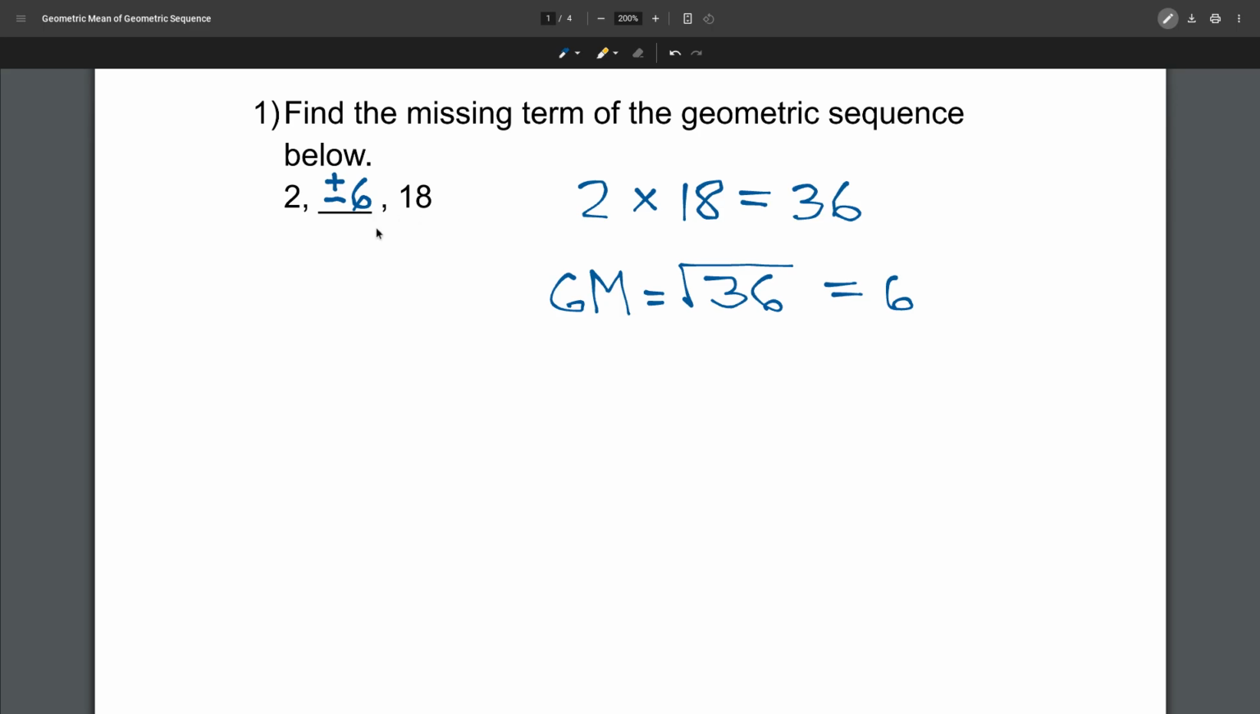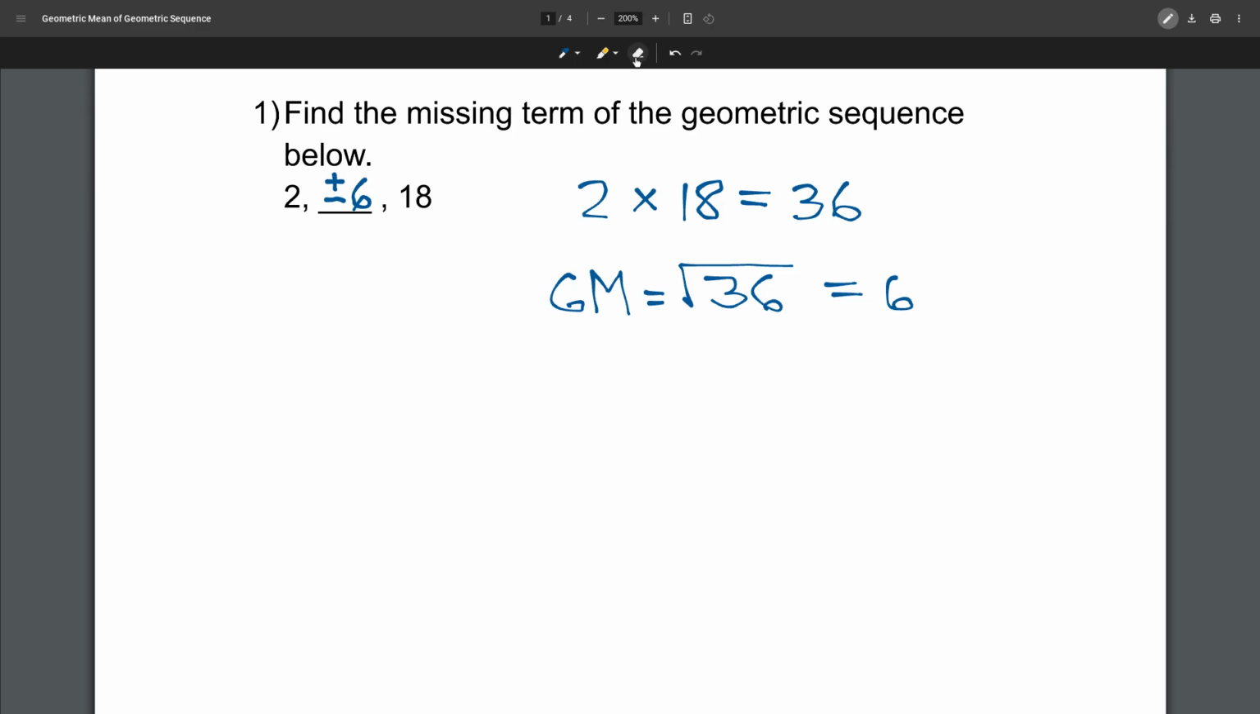If we're multiplying by a common ratio that's negative, this term would be positive, this would be negative, this would be positive, next term would be negative. If we multiply by a common ratio that is positive, then this term will be positive, this will be positive, this will be positive, and so on.